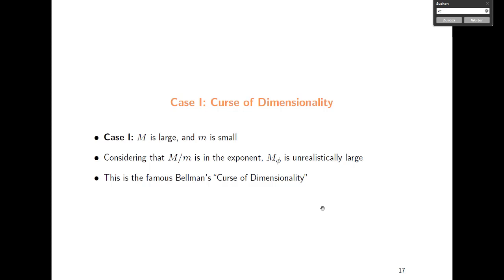Case 1 is the so-called curse of dimensionality. If M, the number of input dimensions, is large and m is small, so we don't have very smooth functions, then M divided by m is a large number, it's in the exponent, and the number of basis functions becomes unrealistically large. This is called Bellman's curse of dimensionality, who first formulated this issue. As we will see later, it's not completely hopeless, but first, let's take this really bad message.